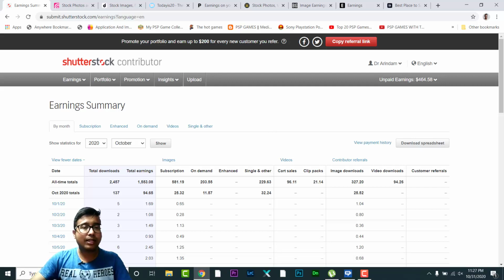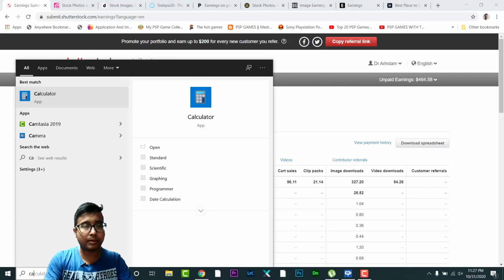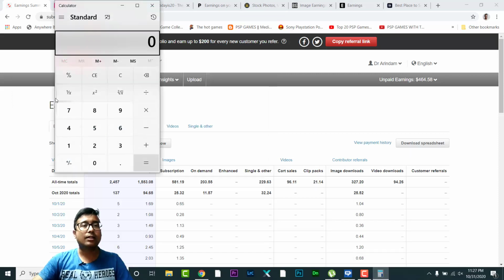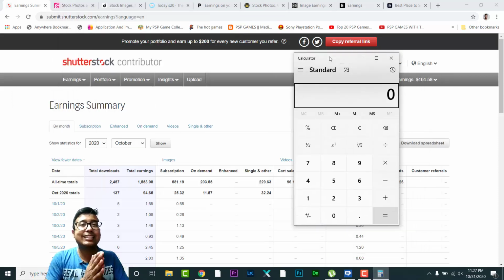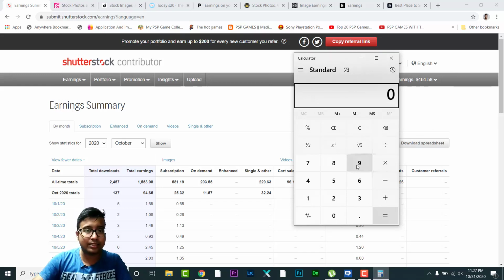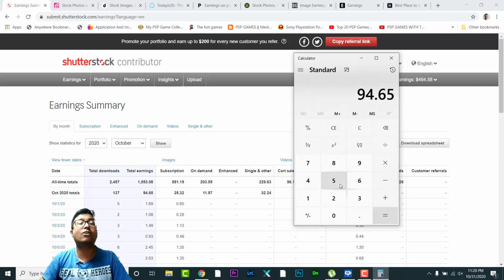So right off the bat, you can see my October earning from Shutterstock, it's total $94.65. All right, so let me just open up a calculator. Whenever it's taking a long time, I'll simply cut, so that you don't have to see me joining these numbers. So 94.65 from Shutterstock. Now I must tell you that I had zero sales in Alamy, Most Photos and Pond5 in the month of October, right? So that's it, Shutterstock is over.